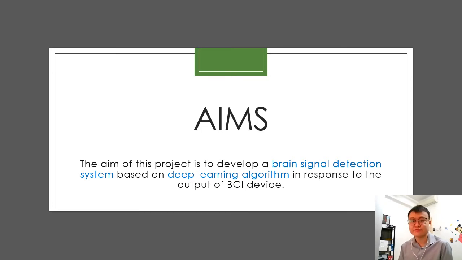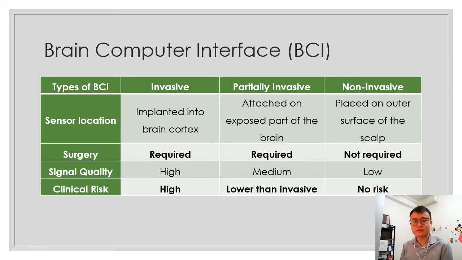In order to achieve that, we are going to start small by developing a brain signal detection system based on deep learning. Before I go further into this project, let's discuss some terms that will be widely used in this project. The first one is the BCI, Brain-Computer Interface. BCIs are devices being used to detect the brain signals from the human brain.